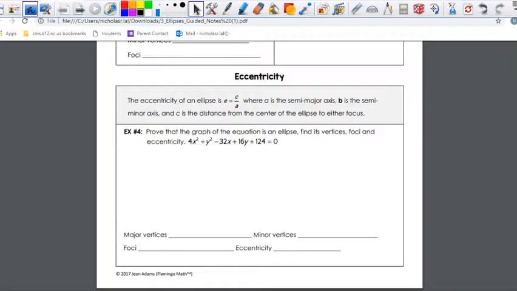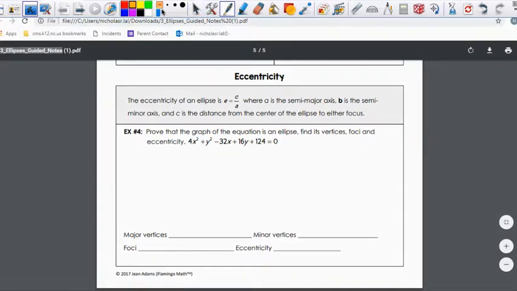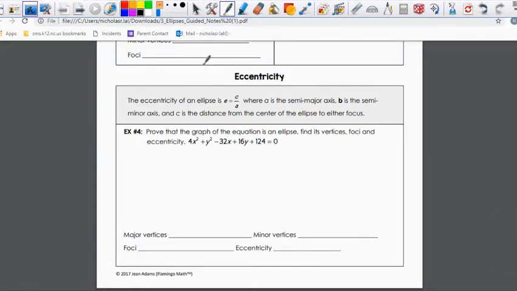Prove that the graph of the equation is an ellipse. Find the vertices, foci, and eccentricity. So we have 4x squared plus y squared minus 32x plus 16y plus 124 is equal to 0. So this is going to take some steps and it's going to require completing the square. All right. So my first step is to sort the x's and the y's, and get the constant on the other side.